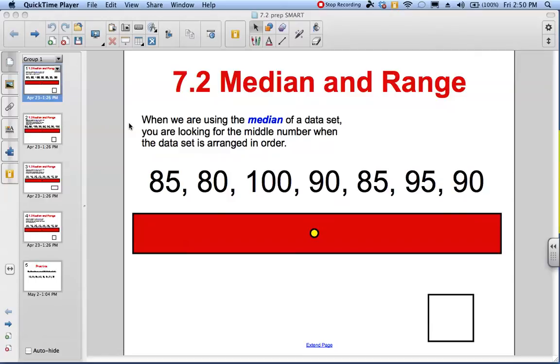Section 7.2, median and range. Median is another measure of central tendency that we're going to look at in this section. We looked at mean and mode in 7.1. Now in 7.2 we're going to focus on median.